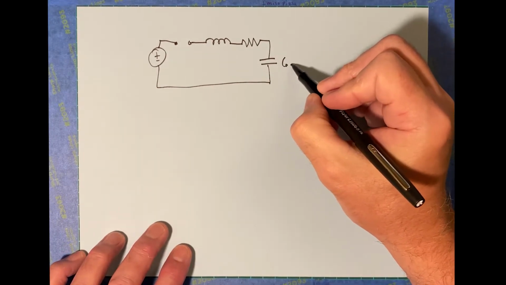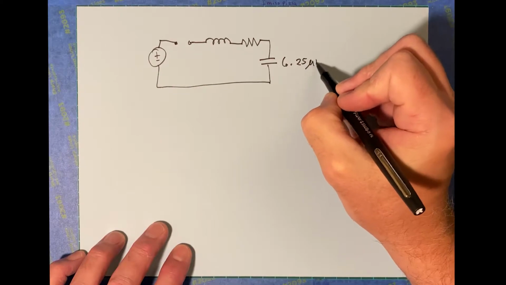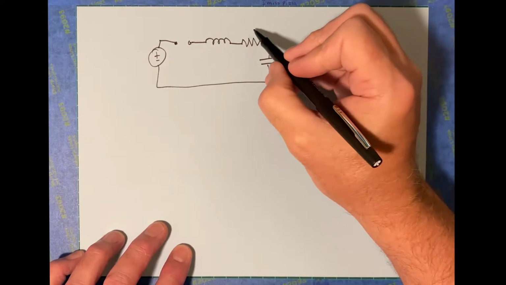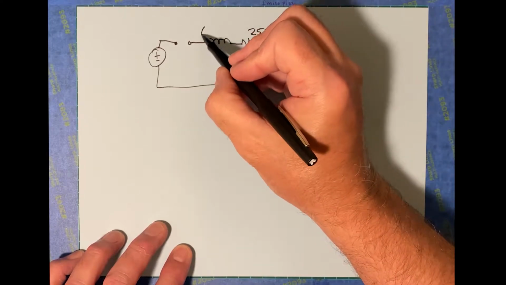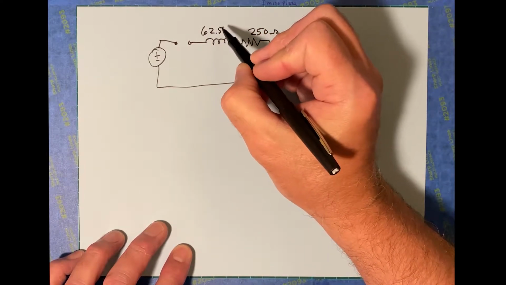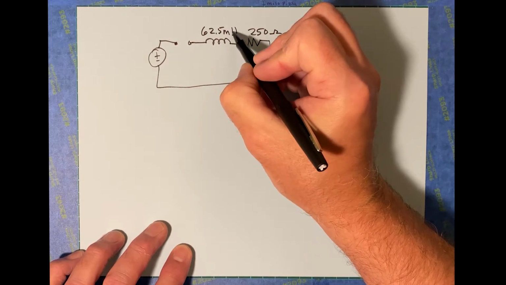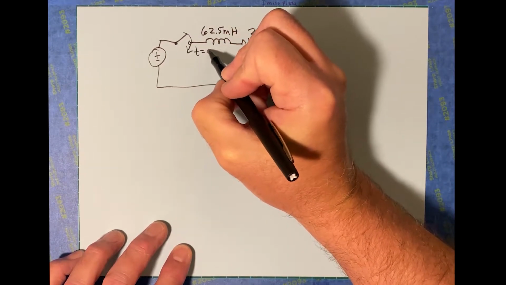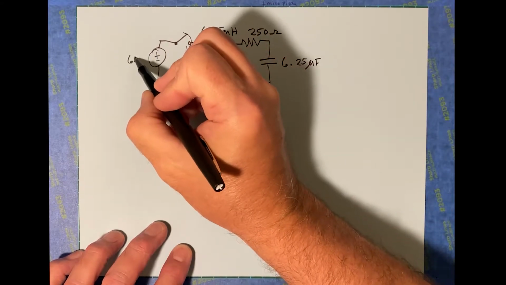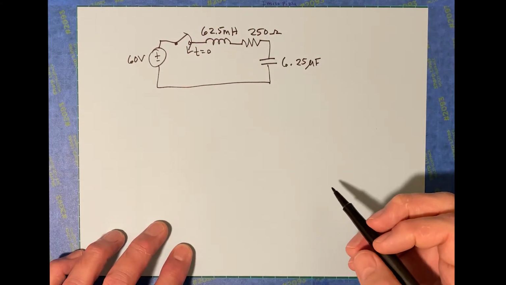This is 6.25 microfarad. This is 250 ohms. This is 62.5 millihenry. And this switch is closed at t equals 0. And this is a 60 volt source.